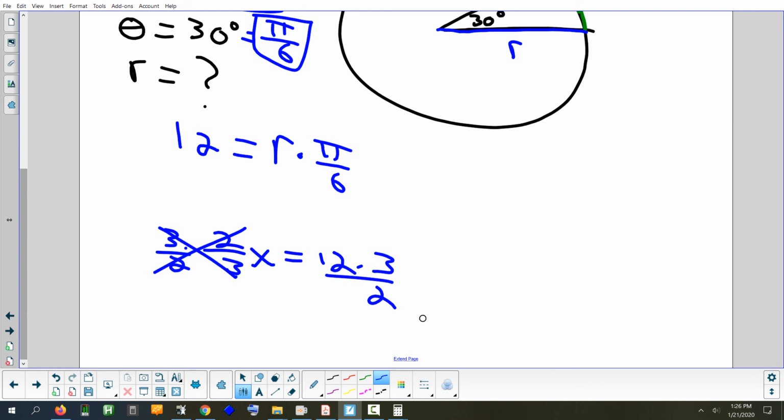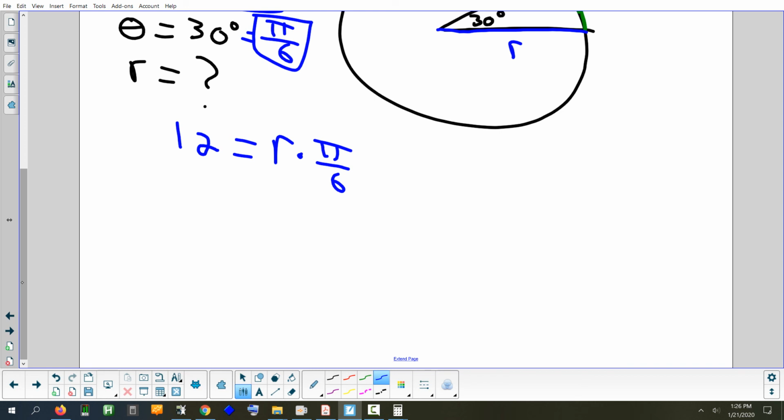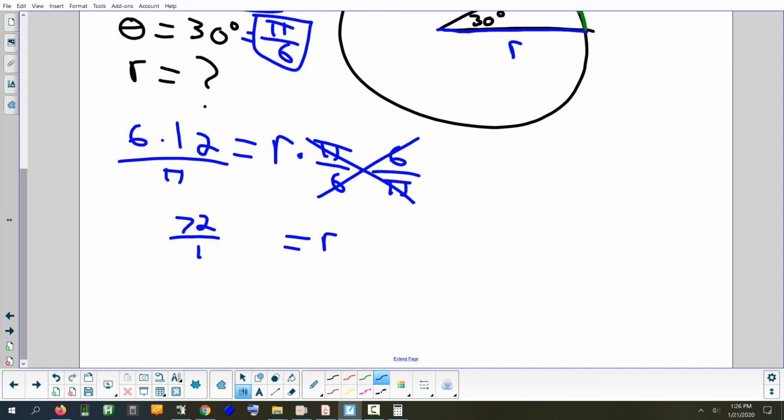We're going to do exactly the same thing here. Multiply both sides by the reciprocal. 6 over pi, 6 over pi. Pi in the top, pi in the bottom. 6 in the top, 6 in the bottom. So now you have R equals 6 times 12, which is going to give me 72, divided by pi.